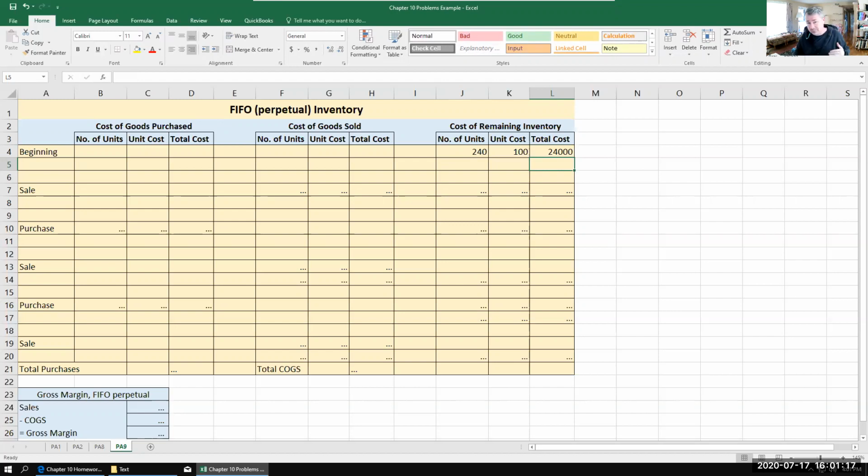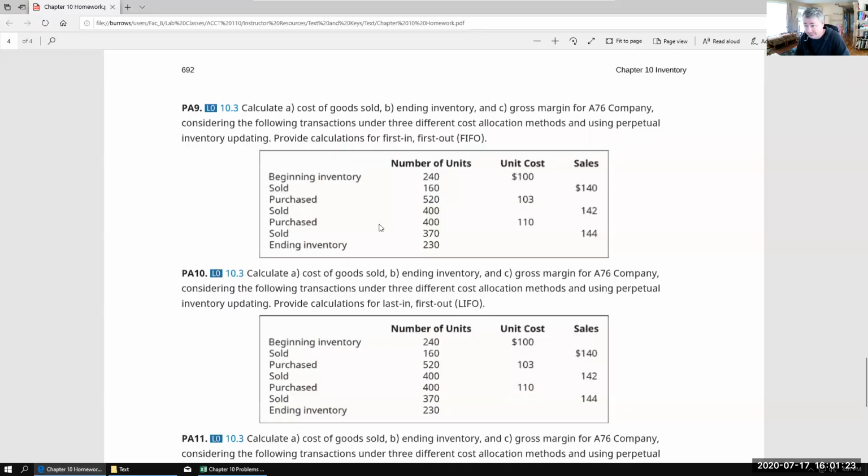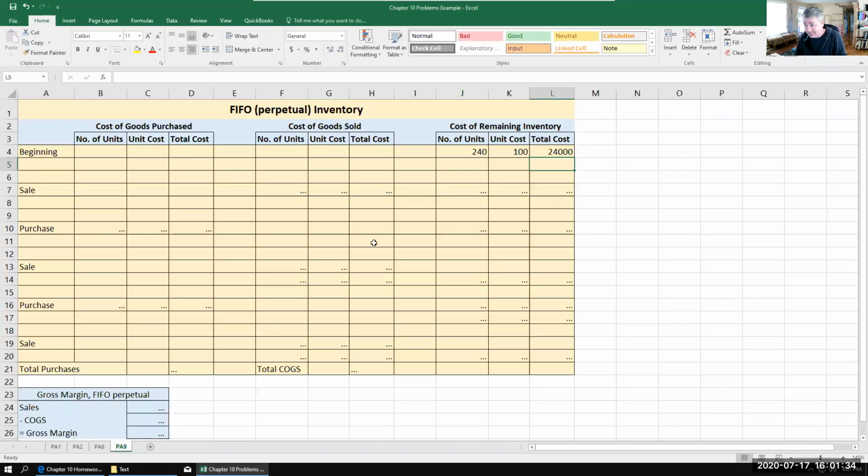Then you're going to be doing a sale. Keep in mind, we're doing a FIFO cost allocation. They're going to sell 160 items. Those items are coming out of this total. So sell them, and then what's left, you will subtract however much you sell, then you'll know how many units you have left. We sold 200 units here, 200 at $100, $20,000, and then we would have 40 units at $100, $4,000.